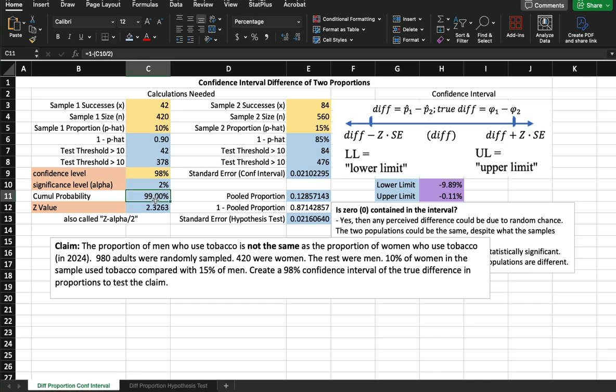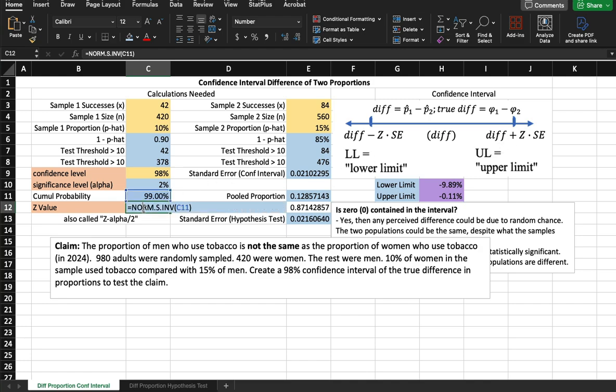The cumulative probability is the area of the left tail plus your confidence level percent. So it's slightly larger than our confidence level. And lastly, we need our z value. We refer to this as our z subscript alpha divided by 2, so that you'll see it labeled that in textbooks. But this is the z-score that we need as part of our calculation for our margin of error.